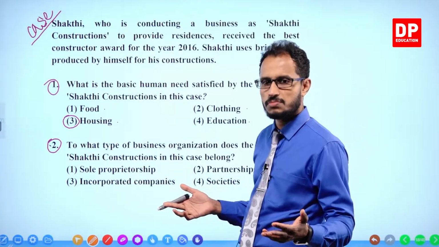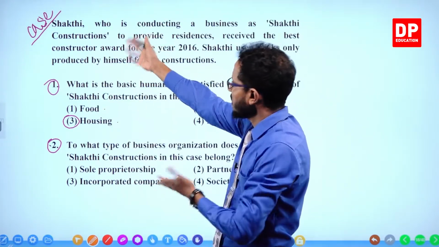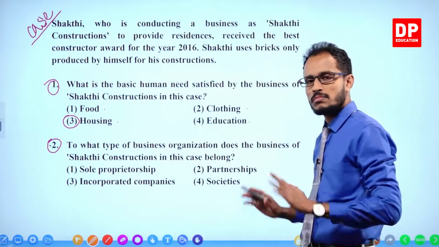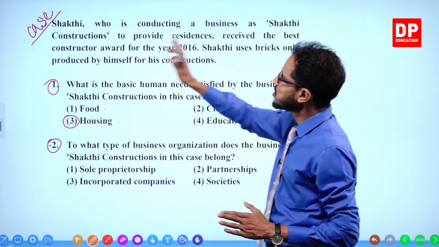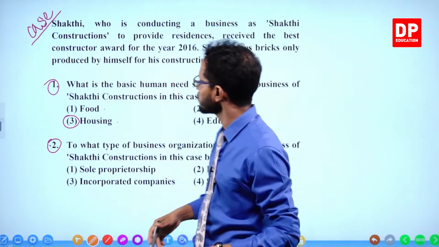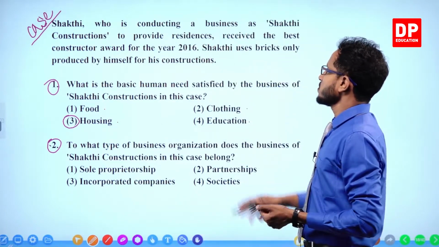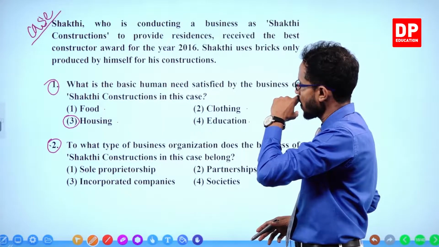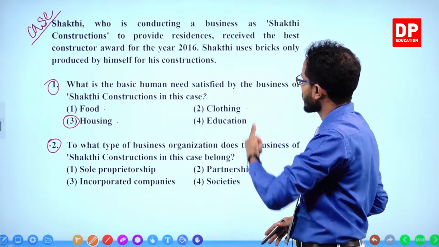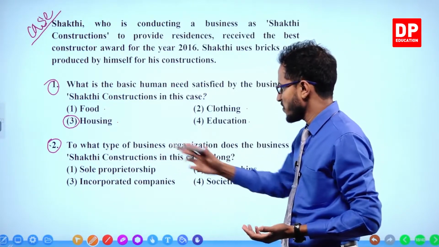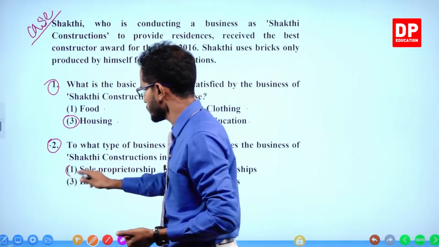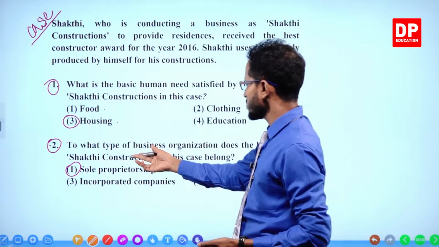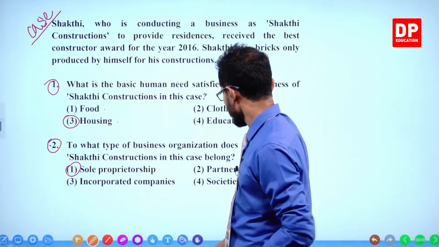There are sole proprietorships, partnerships. Shakti, one person, conducting a business alone, sole proprietorship. The name is Shakti Constructions, his own name, building houses, residences. So it's a sole proprietorship. We have the answer right here. What type of business organization is this? Sole proprietorship.